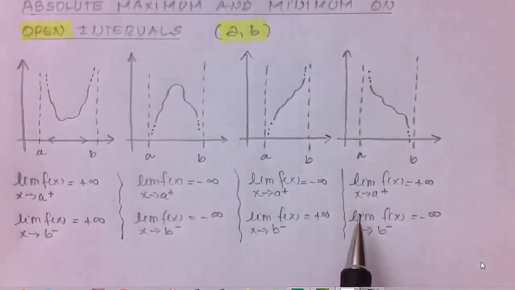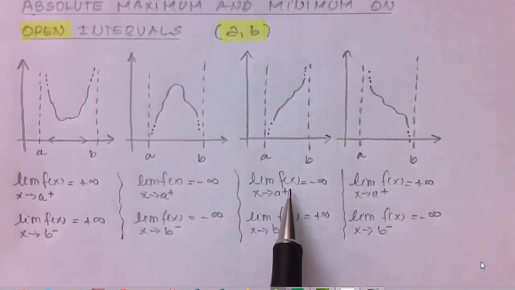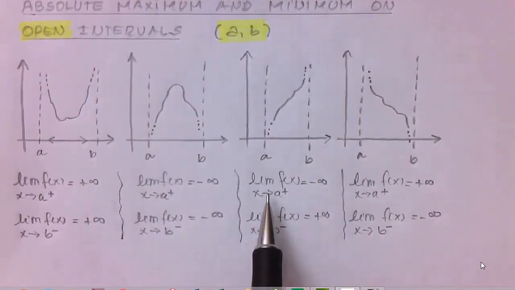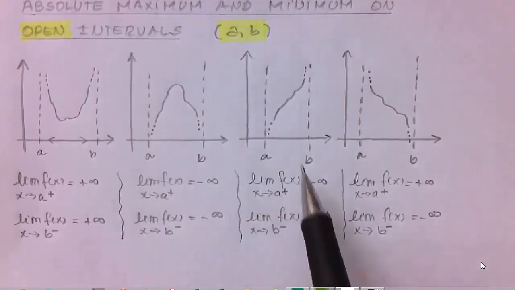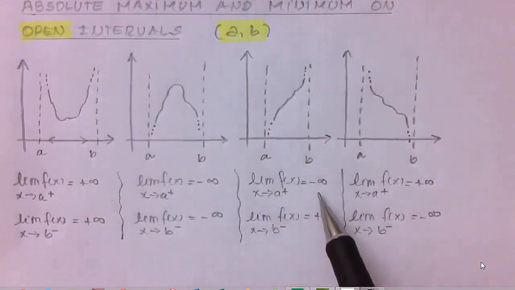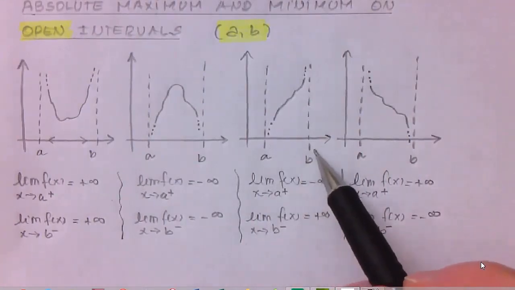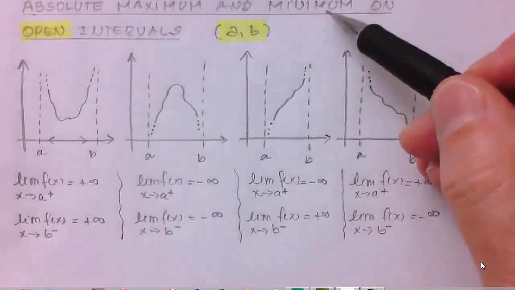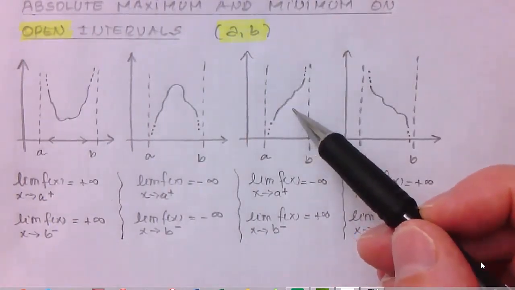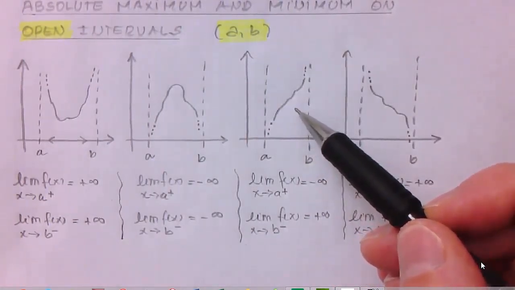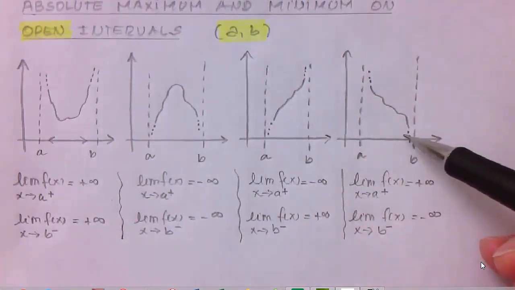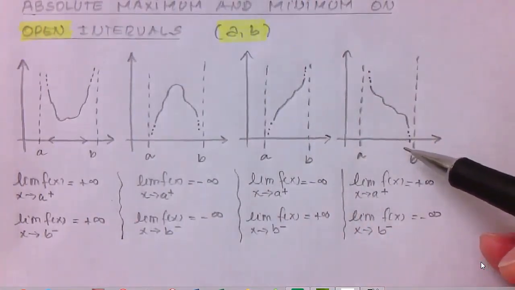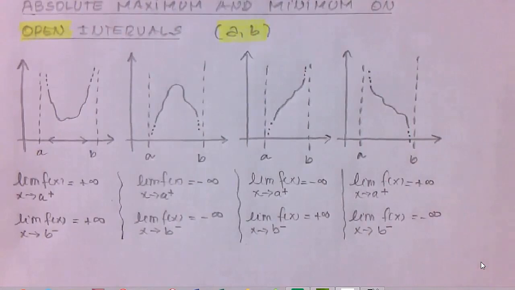In these 2 cases, what is happening? The limit of f of x when x approaches a from the right gives you negative infinity. When x approaches b from the left, it gives you plus infinity. So that means that the function is not going to have an absolute maximum or an absolute minimum. Similarly here, no absolute maximum, no absolute minimum.